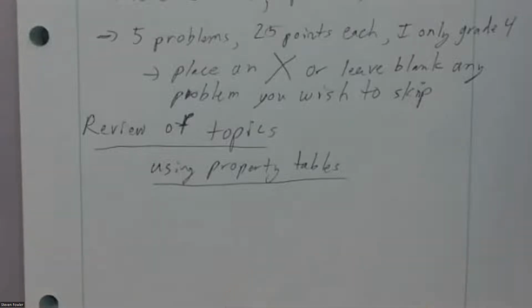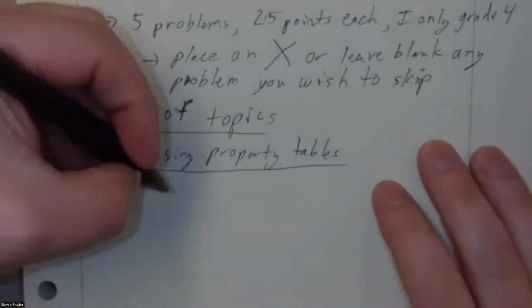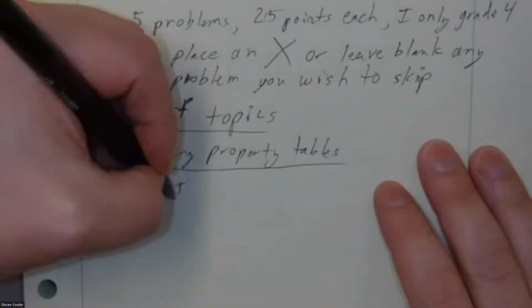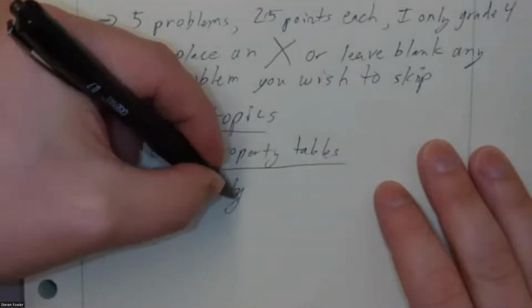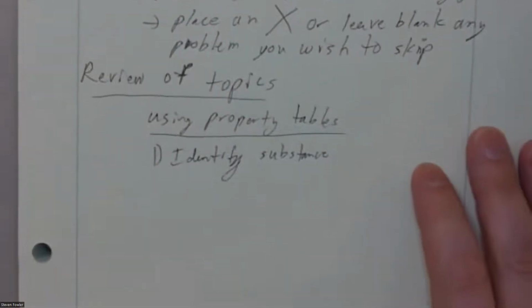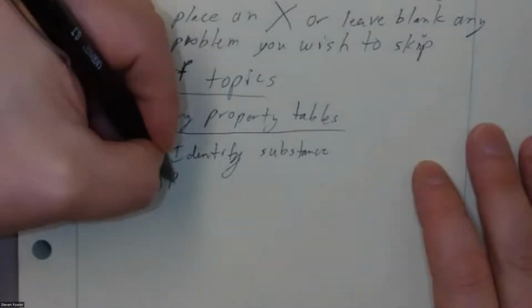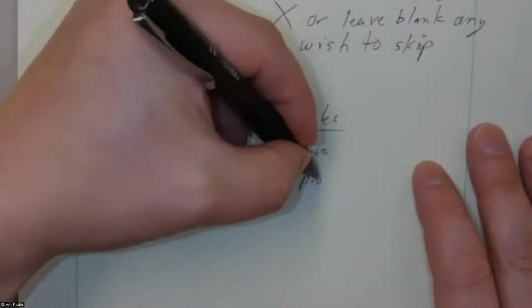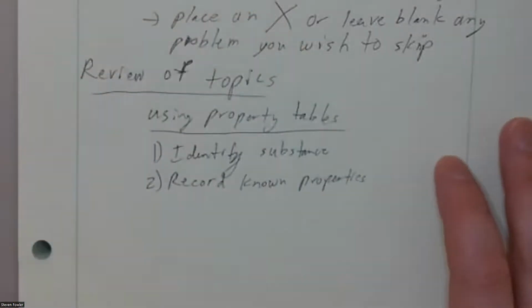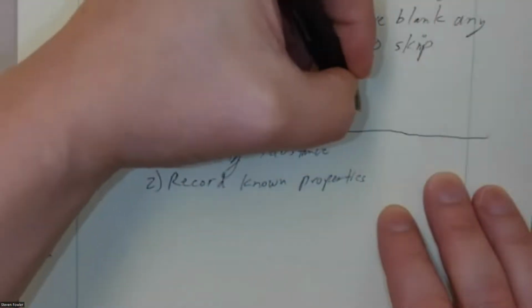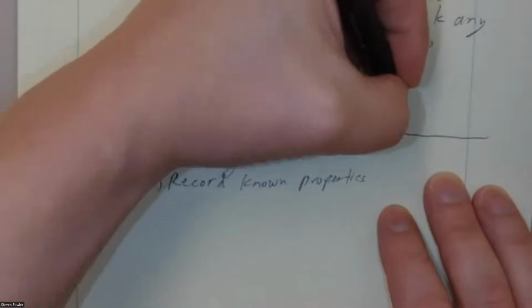And we outlined, it's been a hot minute since I've written this down, I probably messed it up, but we outlined a process for doing that. Basically, number 1 is identify your substance. Number 2 is basically record known properties. And so using property tables, which really is more finding unknown properties. That's really kind of our goal.